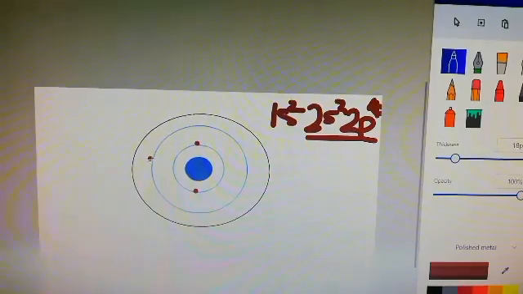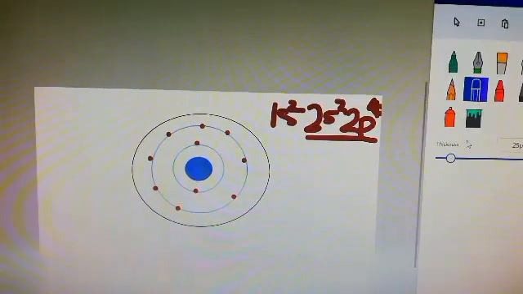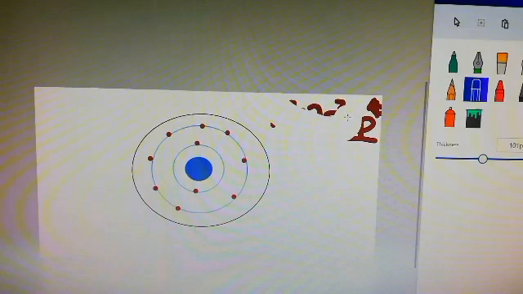Kasi, dalawa sa s orbital. Sa p orbital is 6. 1, 2, 3, 4, 5, 6. So, as you can see, ang outer shell niya, the second shell, has 8 electrons. So, pasok siya dun sa octet rule natin.